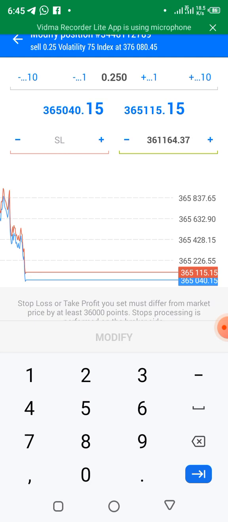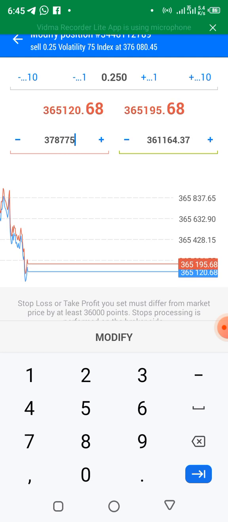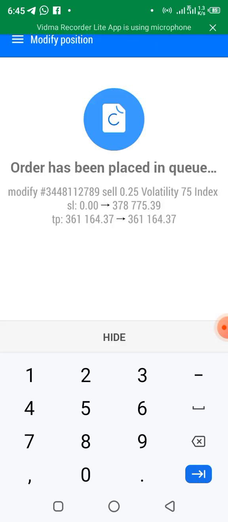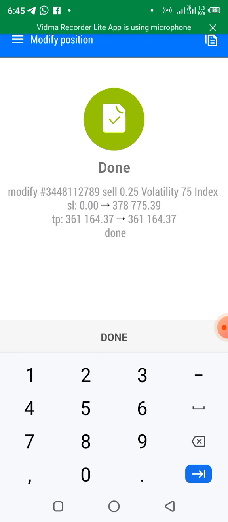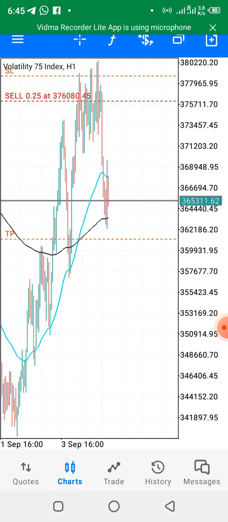This stop loss 378,775.39. So you can see modify is highlighted, right? So I'll click on modify. All right. So our trade now has both stop loss and take profit.